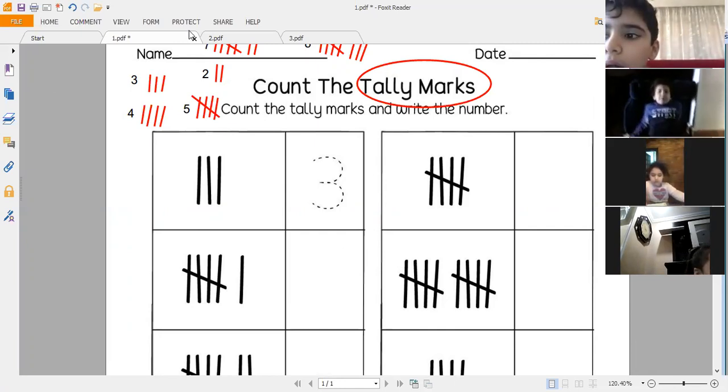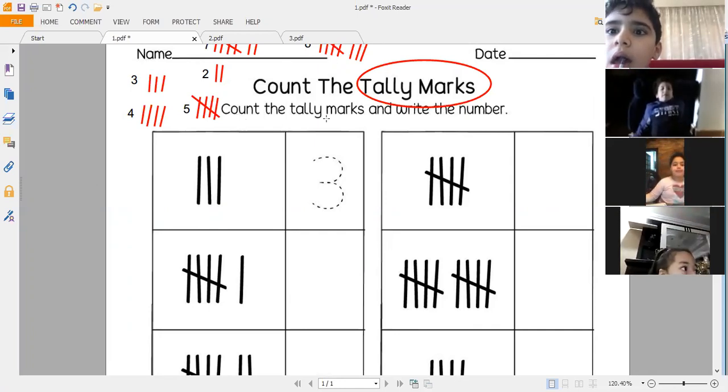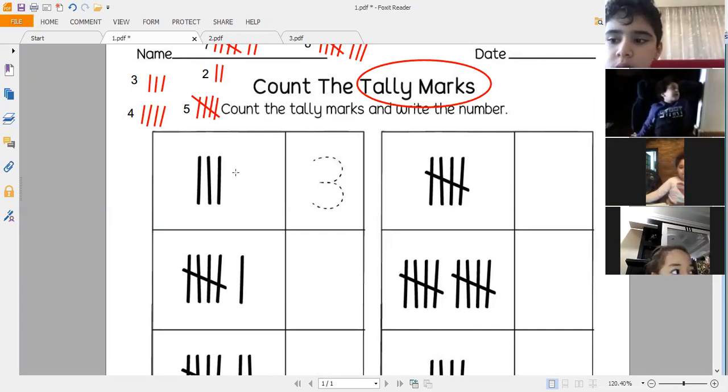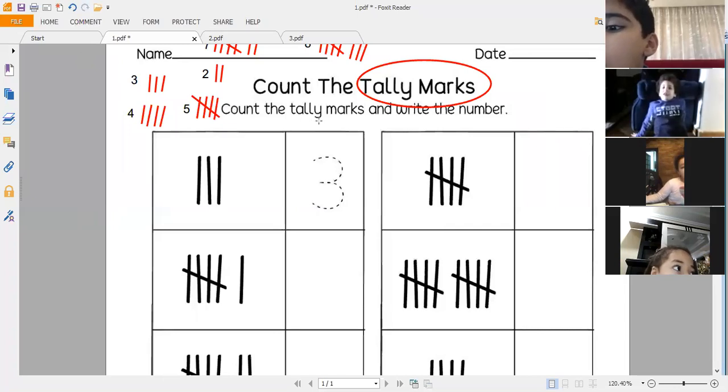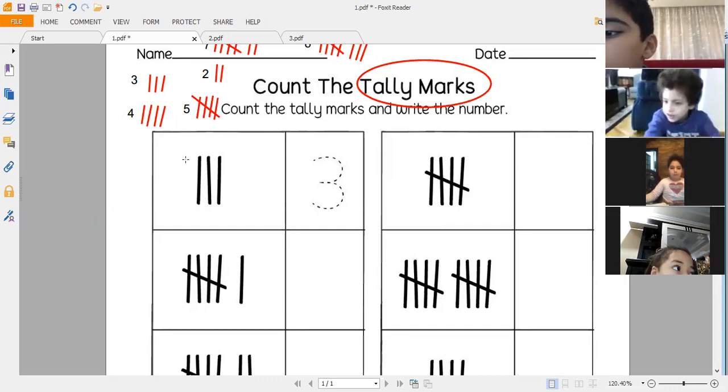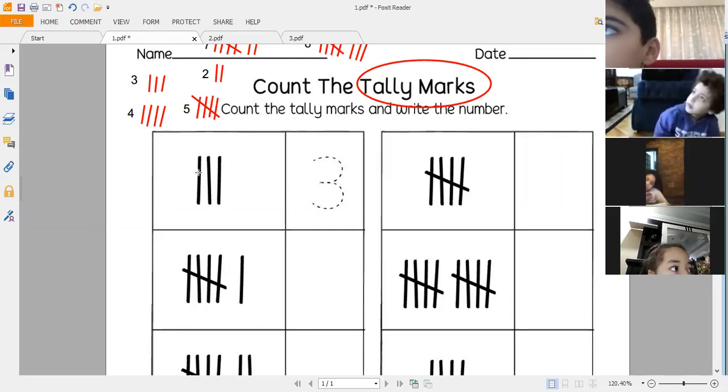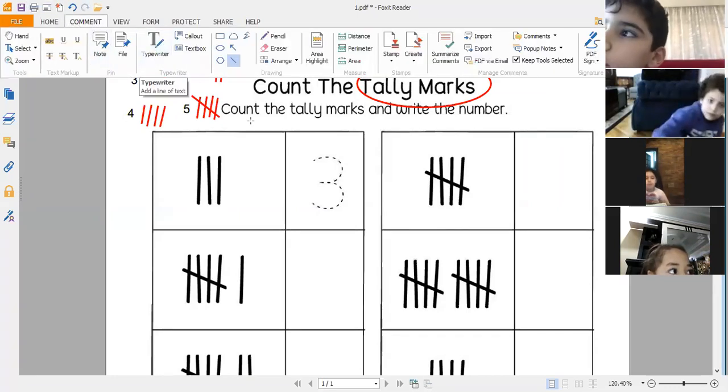So, grade 1. Count the tally marks. Do you know what the tally marks are? Yes, these lines are called tally marks. Count the tally marks and write the number. The first number here was 3. Why? Because I have 3 lines, 3 tally marks. 1, 2, 3. So I wrote here 3.